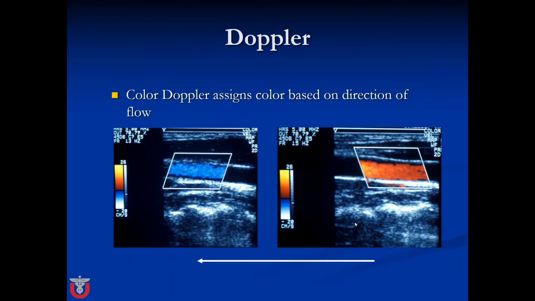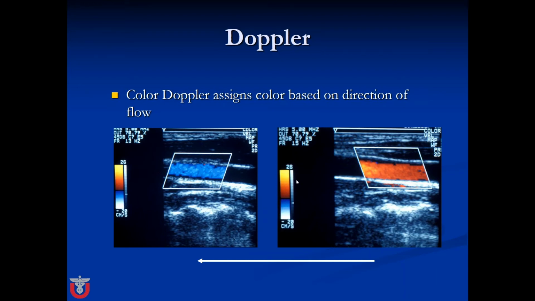We can also look with color Doppler. When blood is moving into this box, it is being given a red color. When it's moving out of this box, it's being given a blue color. So it has to do with the direction of flow. It doesn't have to do with something is an artery or a vein, which is kind of what's in our head when we think about blood vessels.